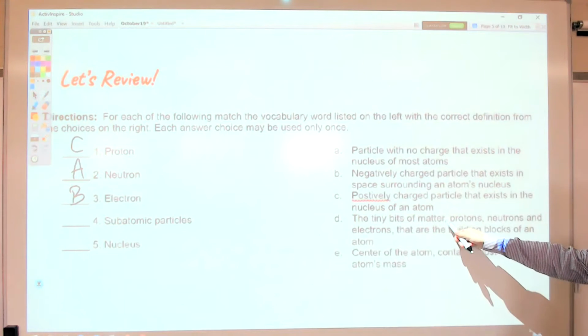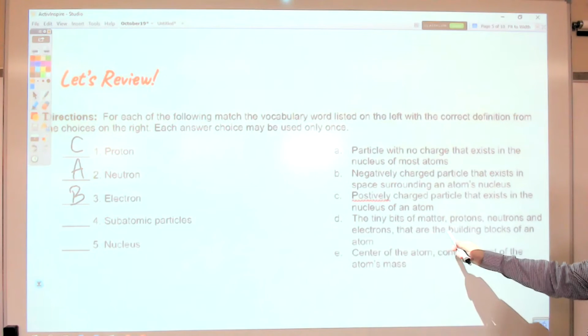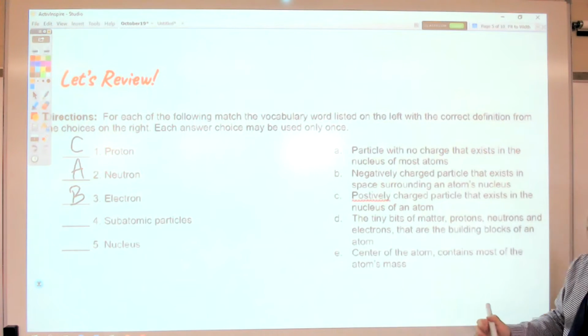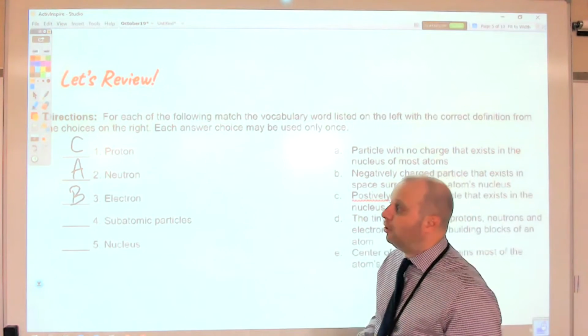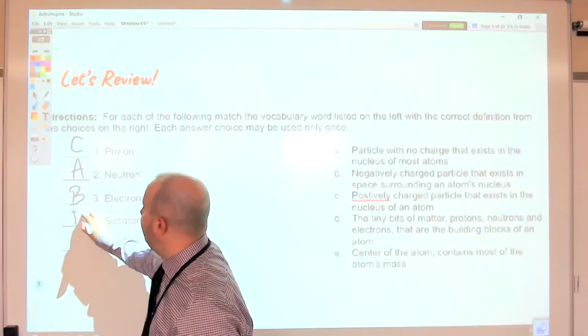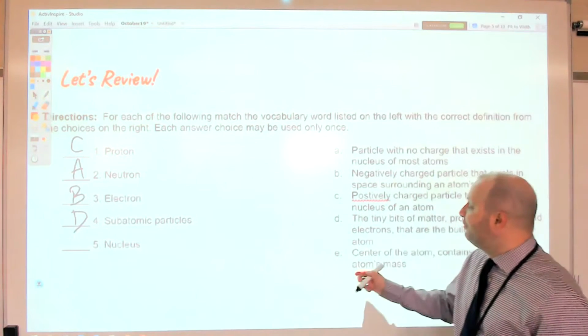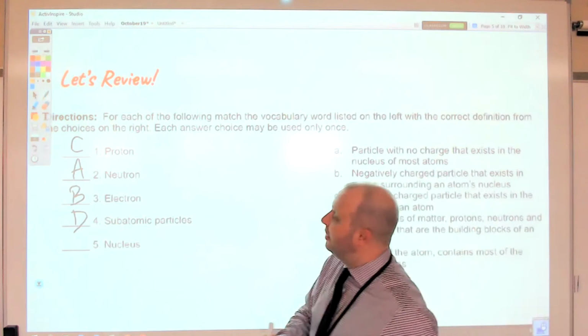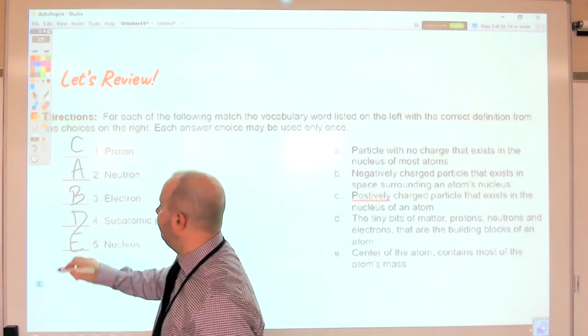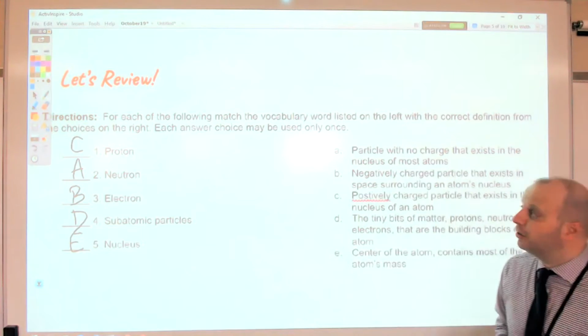The tiny bits of matter, protons, neutrons, and electrons that are the building blocks of atoms, so all of those combined are known as subatomic particles. So we can put a D right here. And then finally, the center of the atom, which contains most of the atom's mass, that is the nucleus. So we can put an E there.